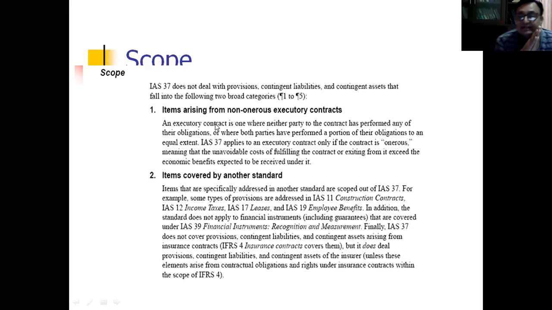So in two cases, IAS 37 will not be applicable. Number one, items arising from non-onerous executory contracts. Non-onerous executory contracts mean there is no unavoidable cost, or by exiting it, nothing is going to happen to you. Then IAS 37 will not be applicable. And if something is covered by another standard like IAS 11, IAS 12, IAS 17, IAS 19, IAS 39, or IFRS 4, then again IAS 37 will not be applicable. So these are the exceptions where IAS 37 will not be applicable. In all other cases, where onerous executory contracts are there, this IAS 37 will be applicable.